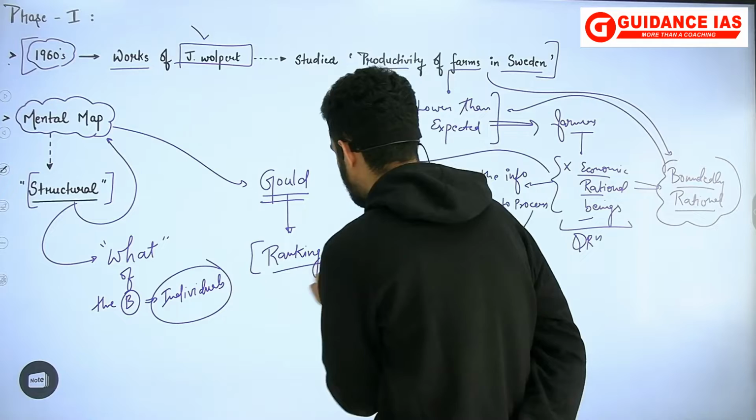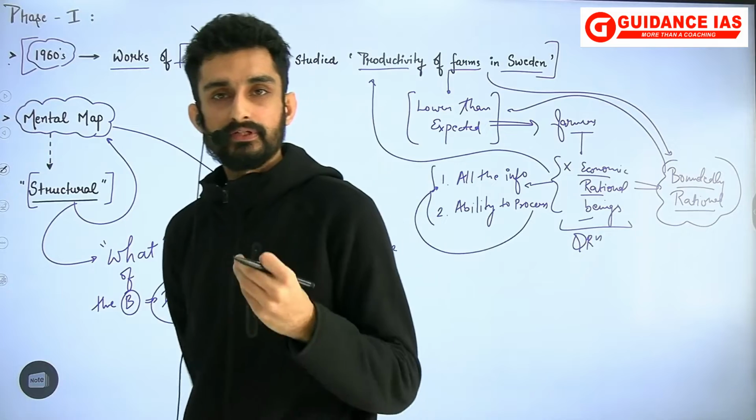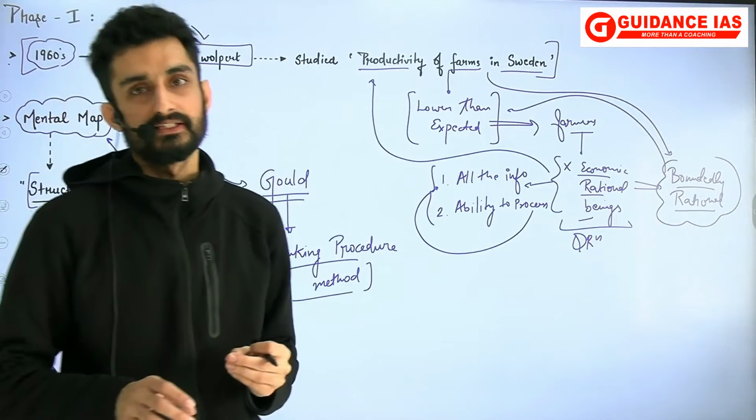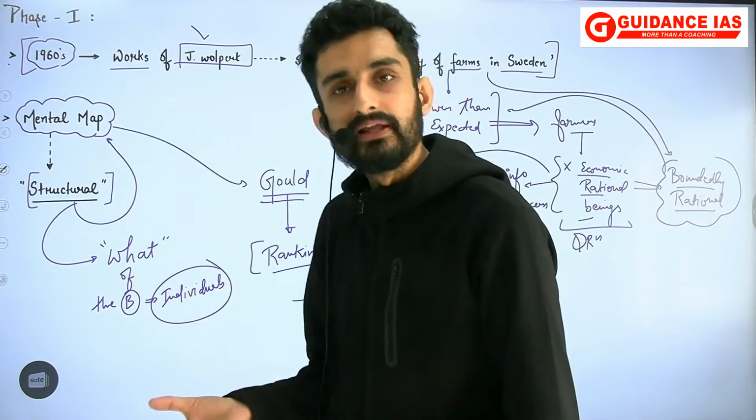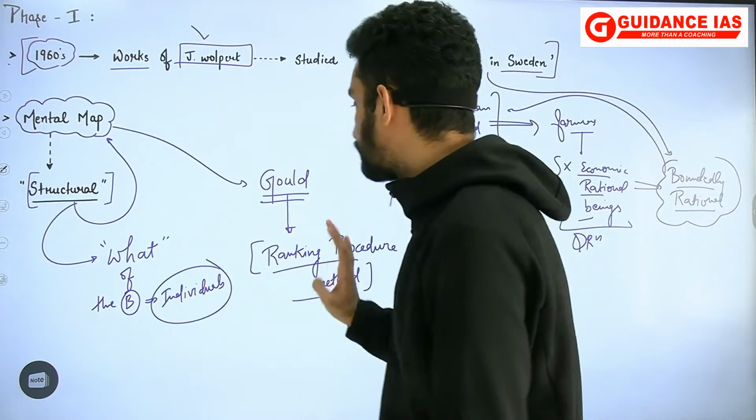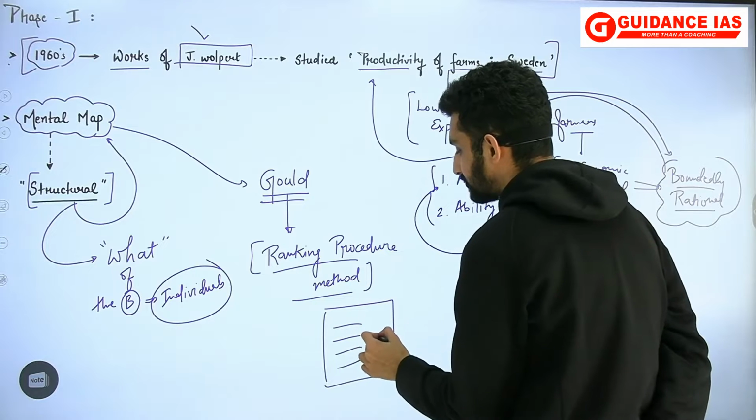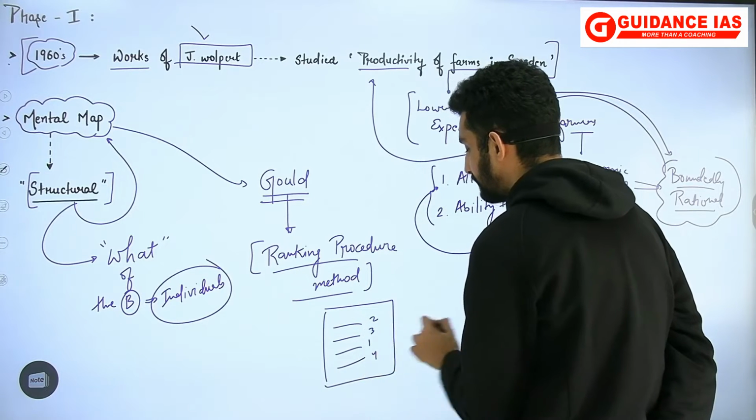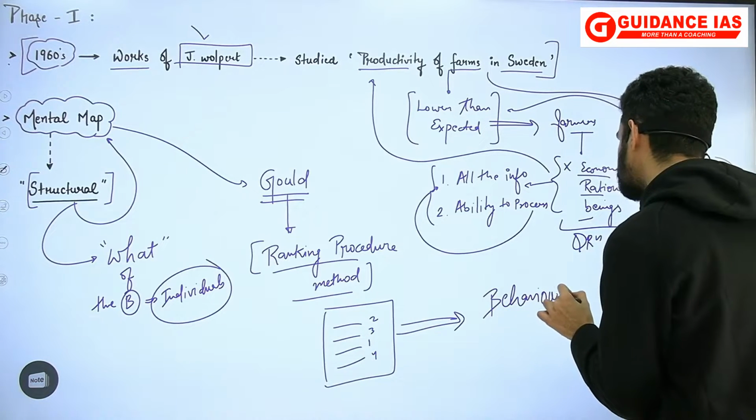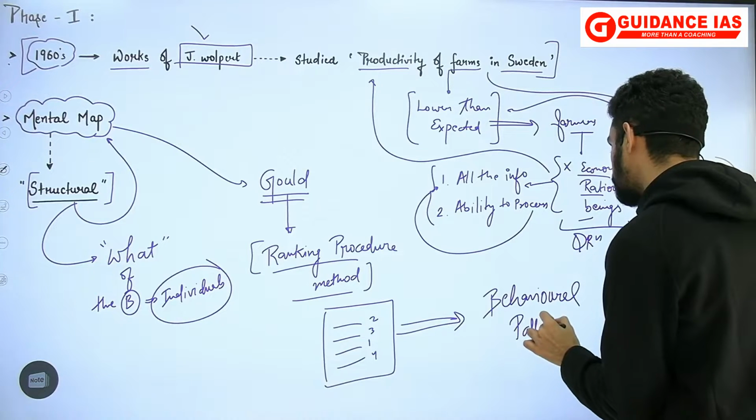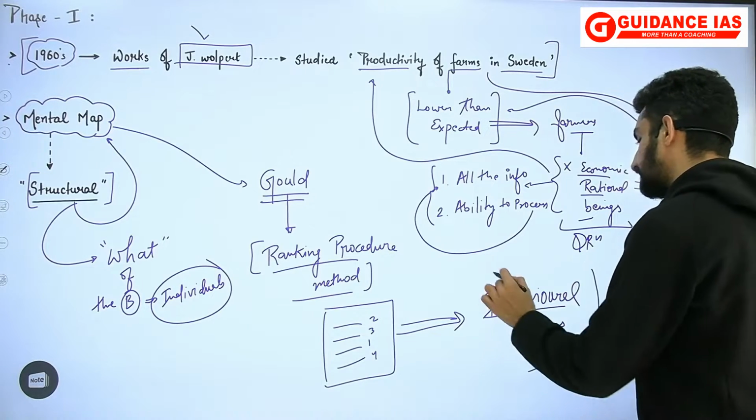And what this ranking procedure method used to do was, people were given a list of choices. Usually, a list of choices was given to people, and people had to rank those choices as per their value system or as per their information. So what is happening here? People will be given a particular list of choices and people will be ranking them, let's say 1, 2, 3, 4, and based on that, behavioral patterns will be drawn, and we will find out the what. I hope it is clear.